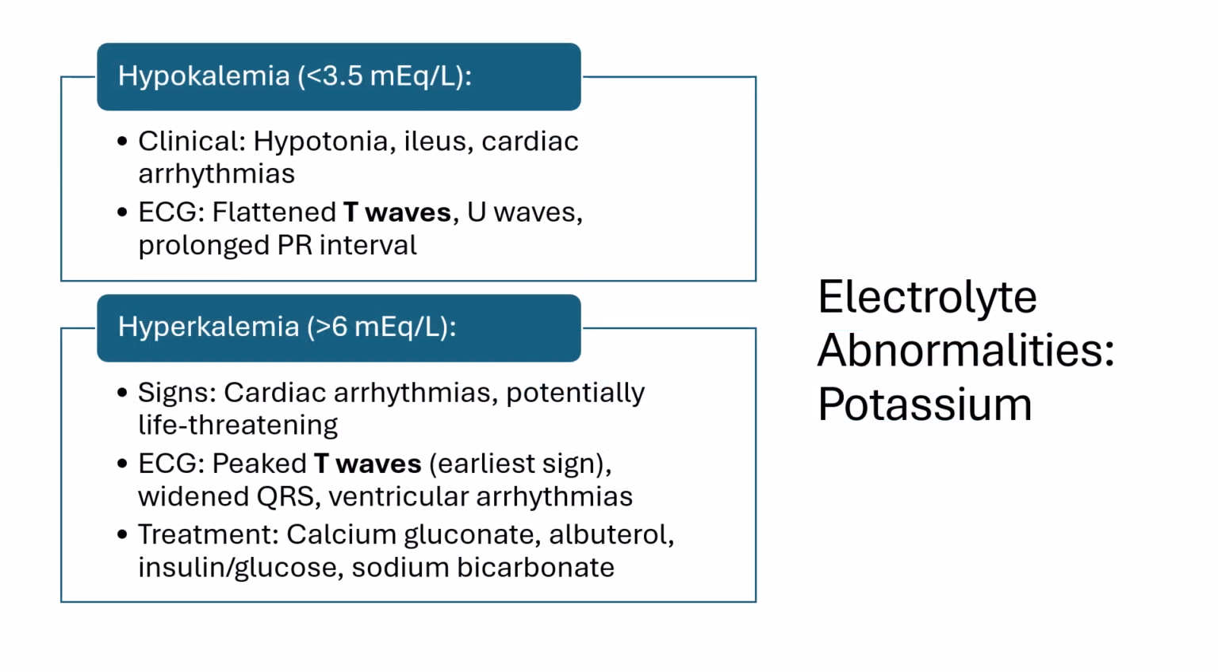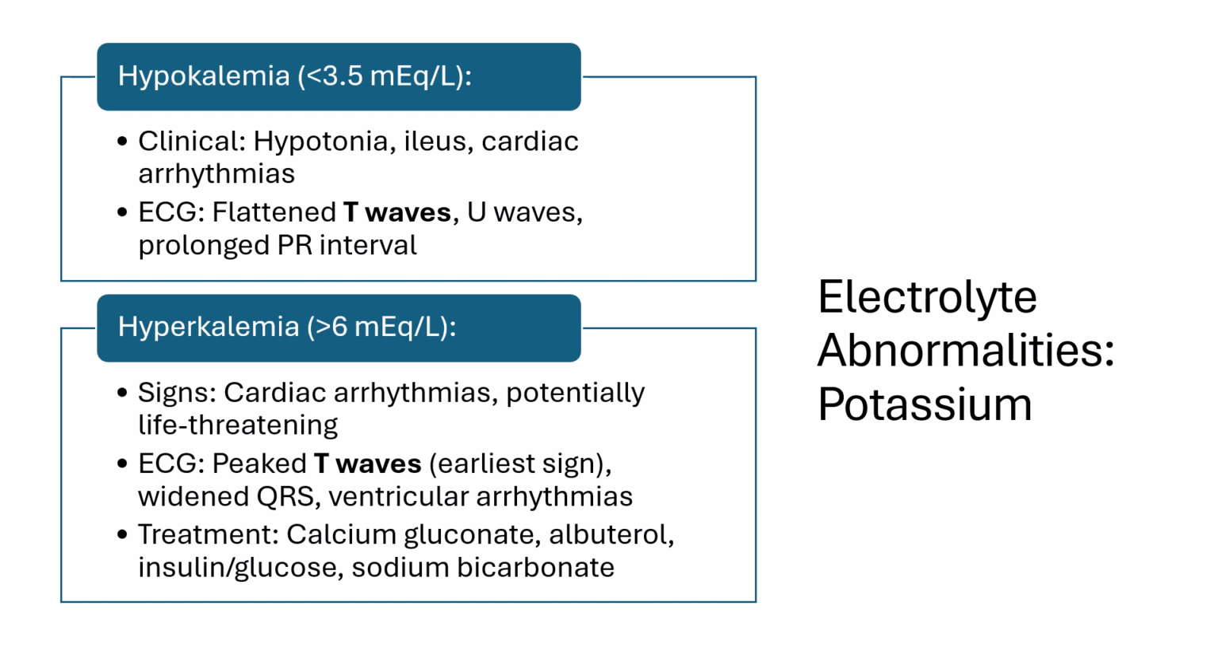Potassium disorders may affect cardiac function. Hypokalemia, potassium less than 3.5, presents with hypotonia, ileus, and cardiac arrhythmias. On ECG, you'll see flattened T waves, U waves, and prolonged PR intervals. Hyperkalemia, potassium greater than 6, is potentially life-threatening. The earliest ECG change is peaked T waves. This is a classic board exam question. As hyperkalemia worsens, you'll see widened QRS complexes and ventricular arrhythmias.